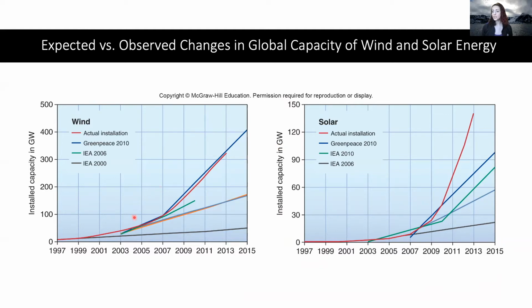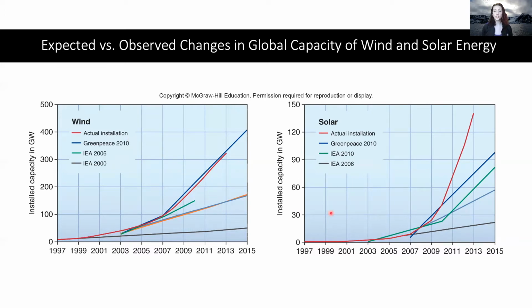Here we have different colors outlining the actual installation in red, what's projected by Greenpeace from 2010, and other agencies in other colors here. By and large, looking at wind, we see an uptick at about 2007, 2008 in the actual installation of wind turbines. That is trailing very close behind what was projected by Greenpeace in 2010.